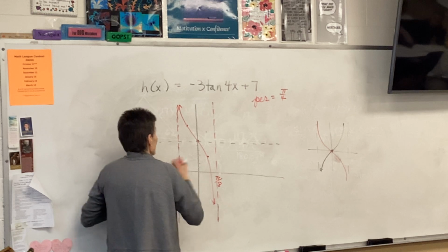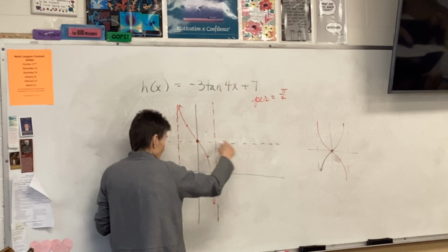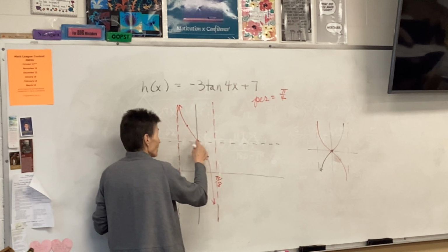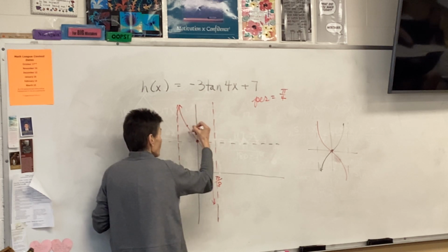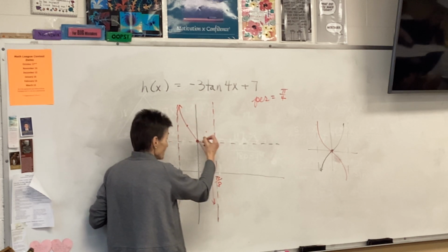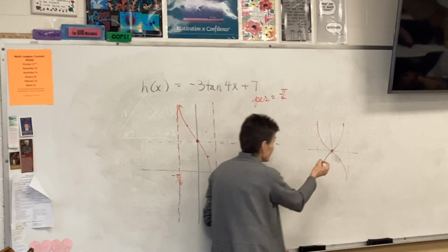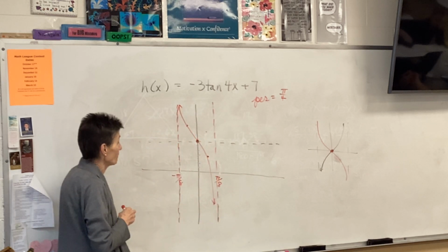Now, this point right here on the translated axis, that point right there, is where we change. That's the point of inflection. We change from being concave up to being concave down. That point is where your concavity changes in the tangent.